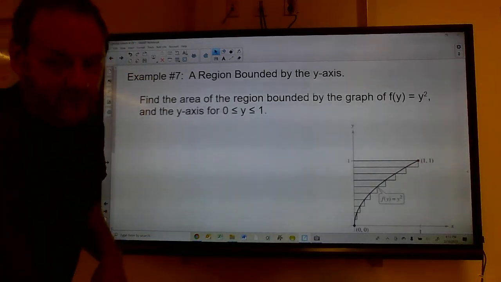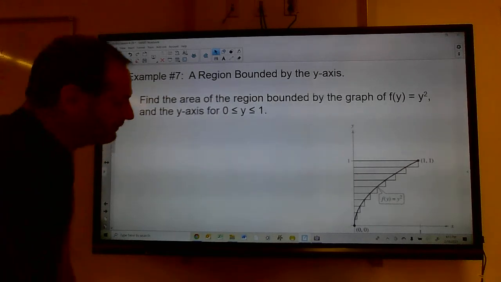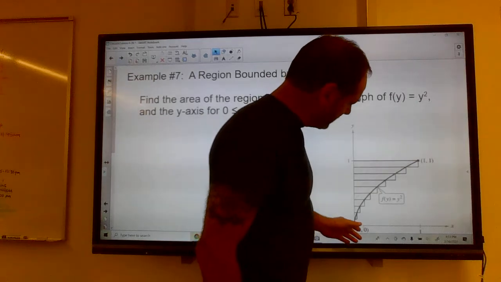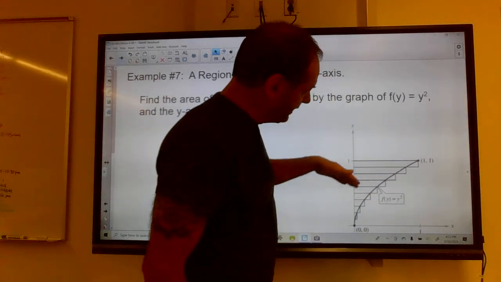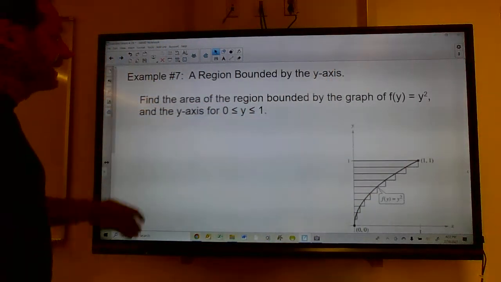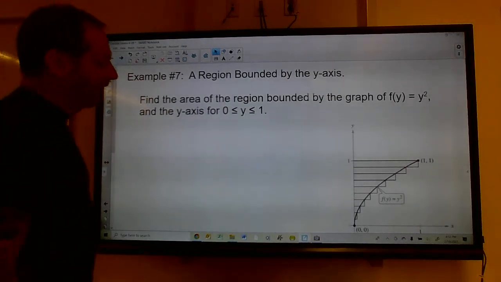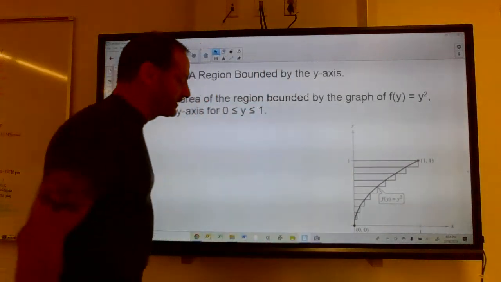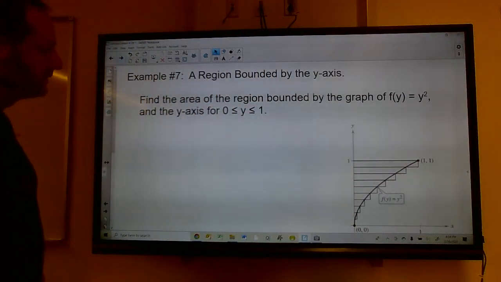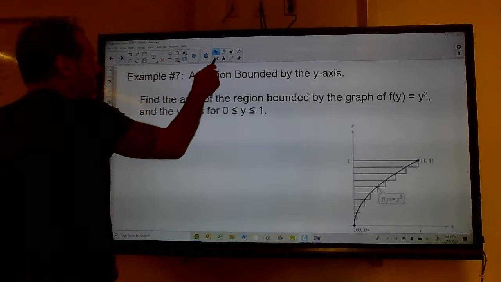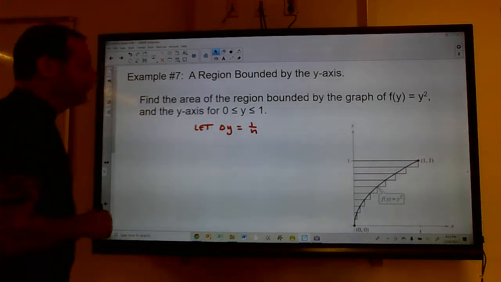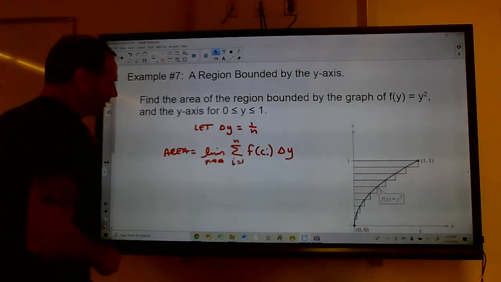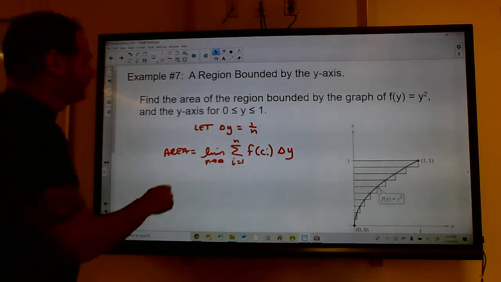Sometimes you get a function that's in terms of y, because if you look at this one in terms of x, sometimes you have problems because it ends up not being a function. So you can look at it in terms of y, and you can just do it sideways, okay? So we're going to find the area between this curve and the y-axis this time. Okay? So we're going to let delta y be 1 over n this time. And the area is going to be the limit as n goes to infinity.